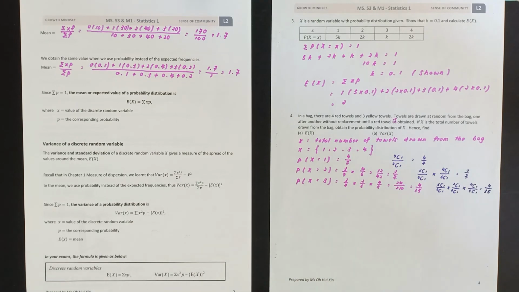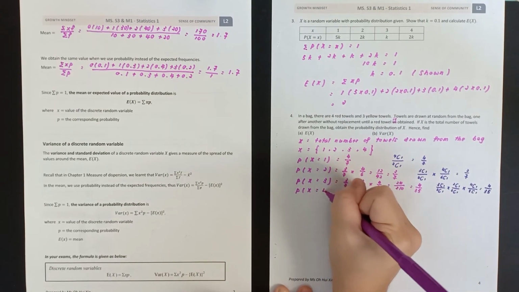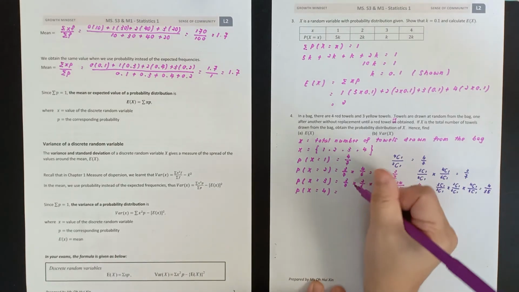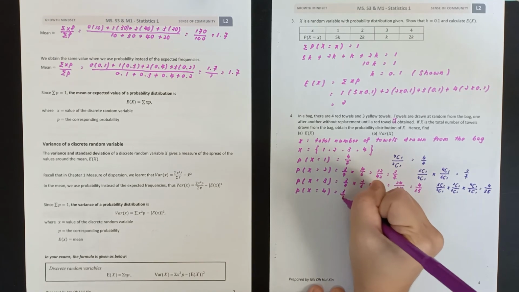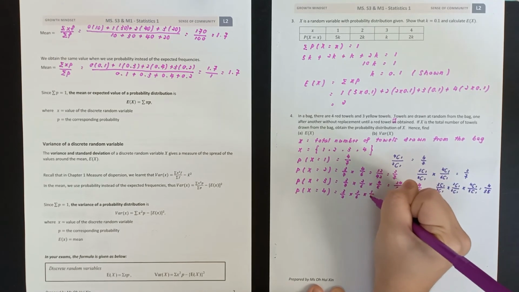Okay, so let's move on for the last one. Probability for x equals to 4. If you do it 4 times, meaning that the first 3 times you get all the yellow towers, and for the 4th time you should be able to get one of the red towers already. So that's why 3 over 7, then you are left with 2, total becomes 6, and then times 1 over 5.